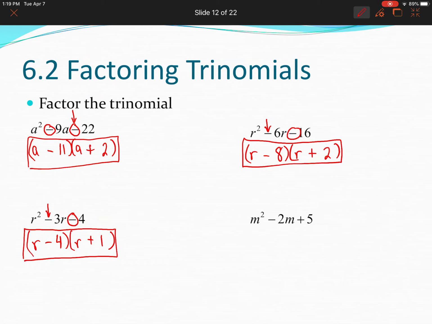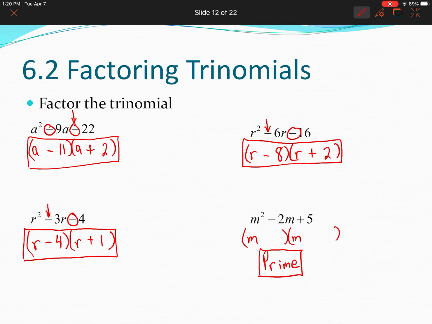Now, move on to the next one. Again, no common factor, so M would be our first term. This time, though, we're looking for two numbers that multiply to give 5 that add to give 2. Well, multiplies to give 5: 5 and 1. And 5 and 1 don't add to give 2, and so because of that, there is no option. So this one has to be prime.